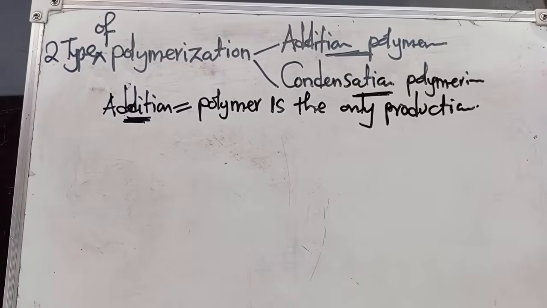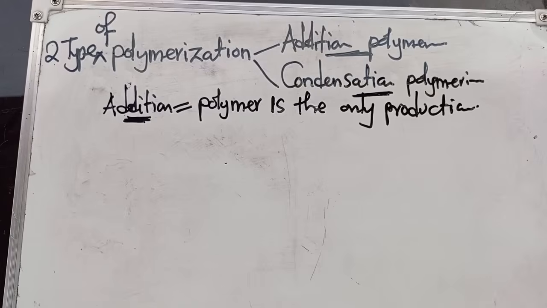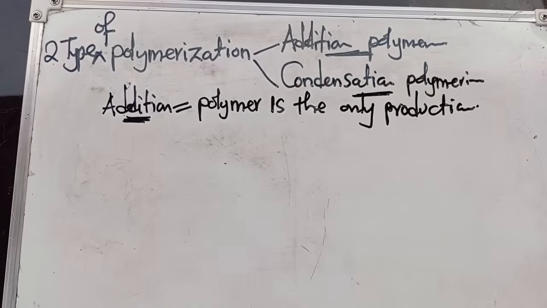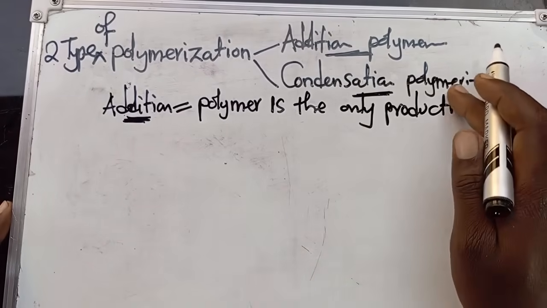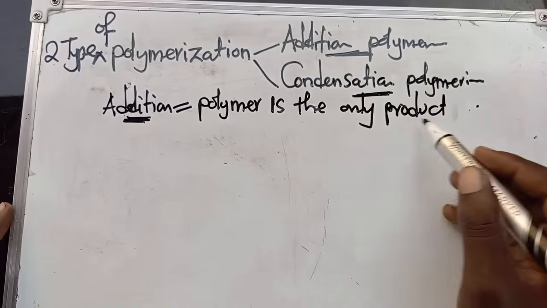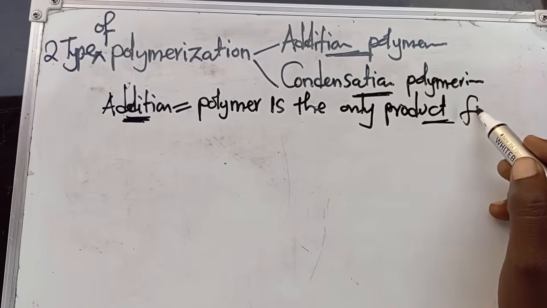For example, I'm also putting up examples here. From my monomers, ethene, we get to form polyethene. We are just going to have one polymer. So we just get to have one product. It is only the polymer that is formed.